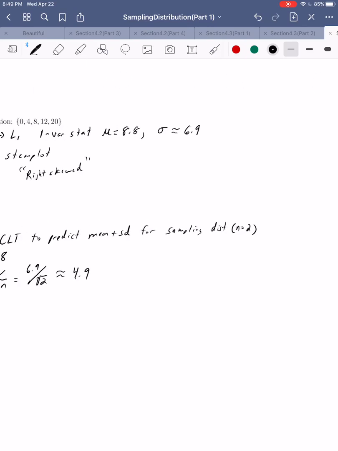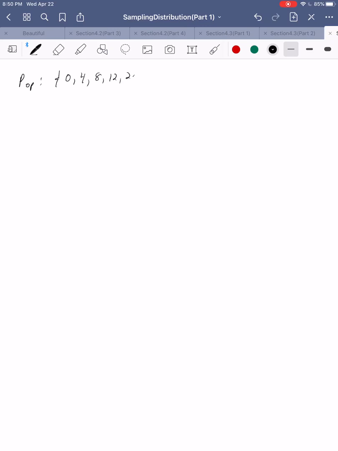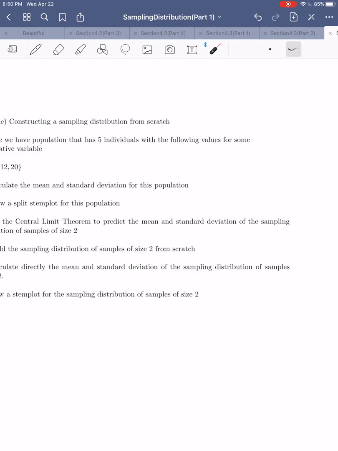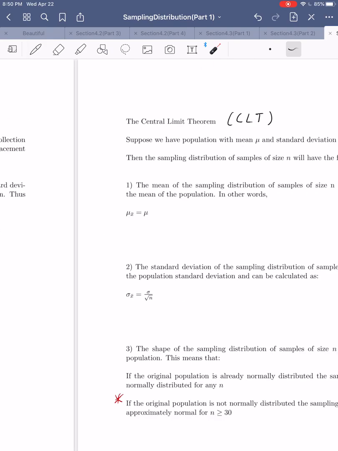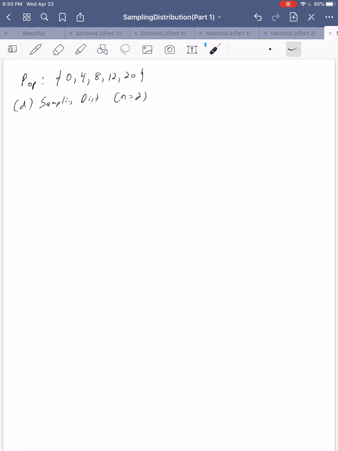So remember, our population here is just 0, 4, 8, 12, and 20. Okay, so let's actually go ahead and do the sampling distribution. N equals 2. So what do we need to do? Well, we need to come up with every sample of size 2 from this population. But remember, way back when we gave that definition, we said that the sampling distribution is the collection of every average of every possible sample drawn from the population with replacement, meaning that the same individual can be chosen more than once.